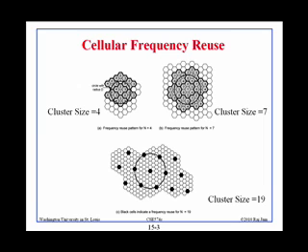Similarly, a cluster of 19 you get if you take this hexagon, then you take the 6 cells around it, and that is 7, then you take 12 more cells in the second layer around it. So you make basically a cluster whose radius is 2 cells in some sense, okay?